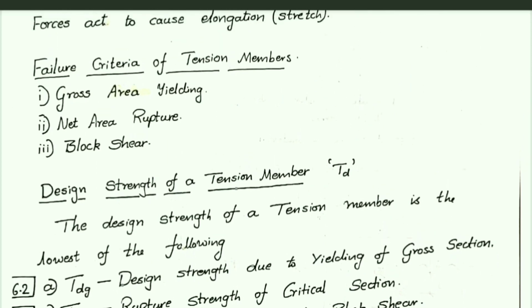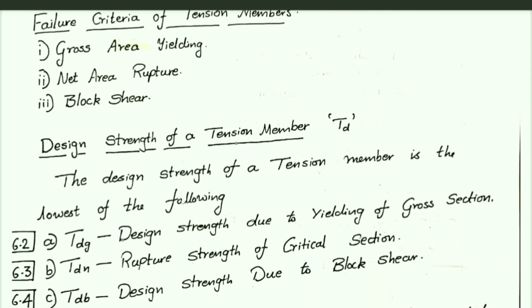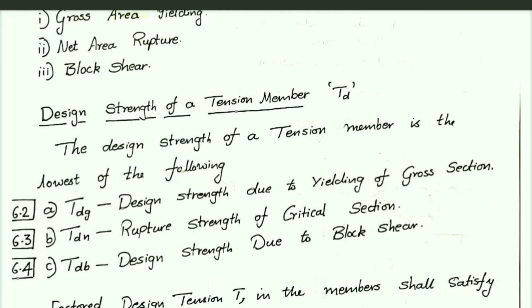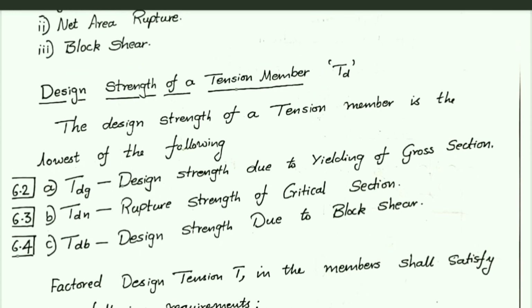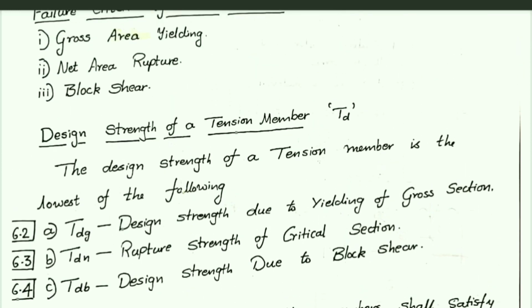Here the member will sustain loads up to the ultimate load without failure, but the member will elongate considerably, up to 10 to 15% of its original length, at this load. Hence the structure becomes somewhat unserviceable. Hence, while considering gross section yielding, we consider the yield stress as the limit. Next we talk about net area rupture, the failure at the critical section.